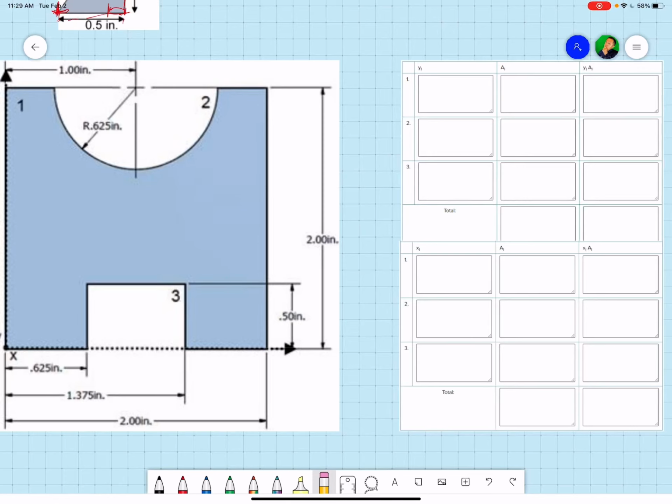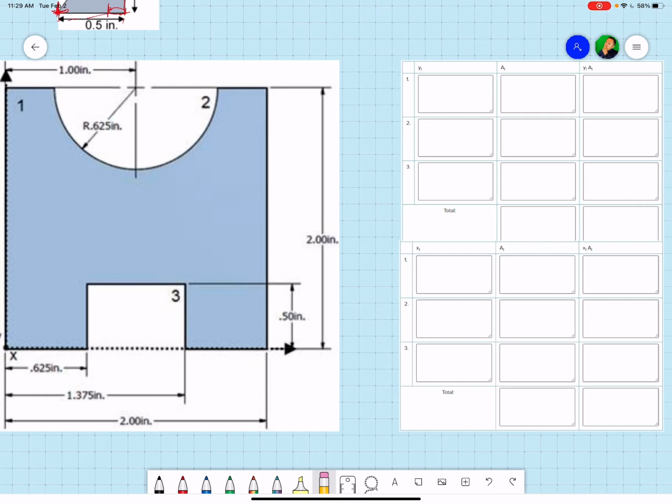All right, so here we go. We're going to do the big centroid here and break it down. There's a couple ways you could do it, but the easiest way is to take the large square you have, which is shape number 1, and subtract shape 2 and shape 3 from it, okay?